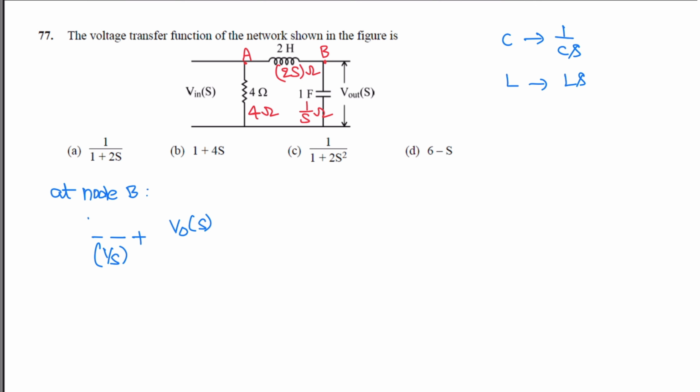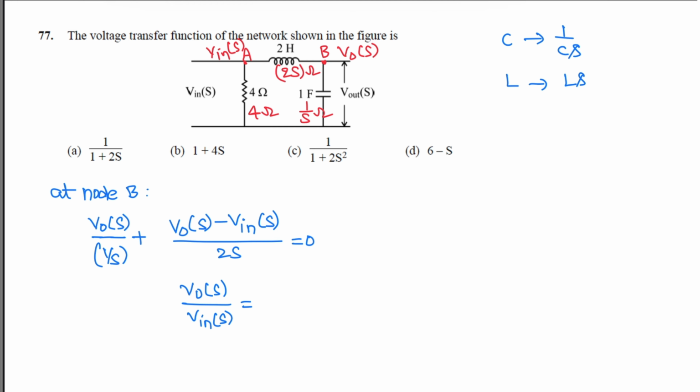Analyzing the circuit in S domain, V naught of S minus V in of S by 2S is equal to 0, because the voltage at node B is V naught of S, the output voltage. Voltage at node A is V in of S. Solving this, V naught of S by V in of S, output voltage by input voltage, is 1 by 1 plus 2S square. The correct option is C, the voltage transfer function.